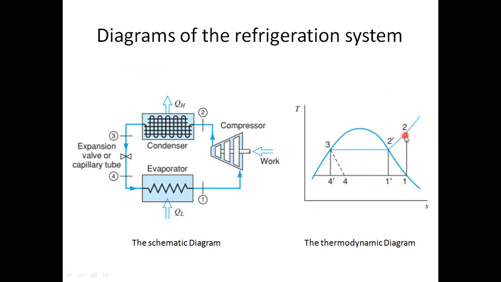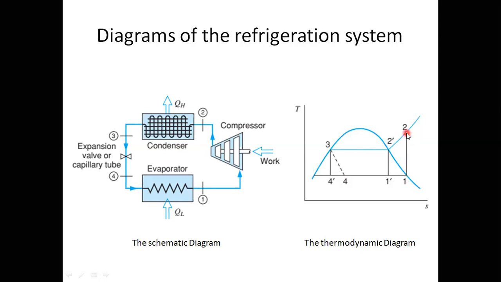From 1 to 2 is the isentropic compression. After the evaporation process is over, in the evaporation process, heat is absorbed from the refrigerated space and thereby the cold space is created or maintained. Now, after that, by compression, it is raised to the pressure P2 so that heat can be rejected in the atmosphere at a higher temperature. So this is the compression from 1 to 2.